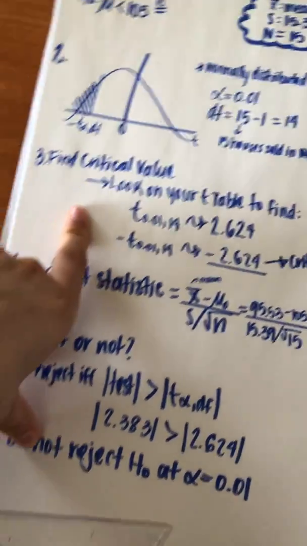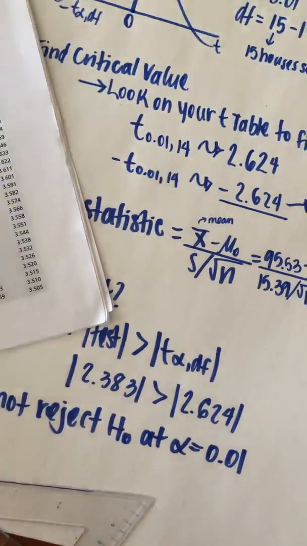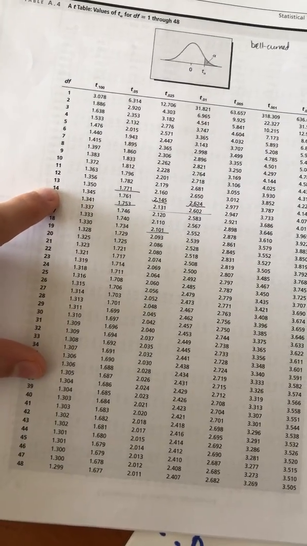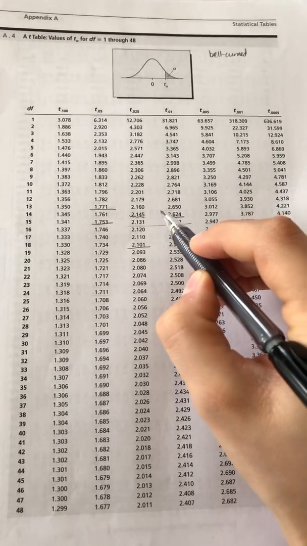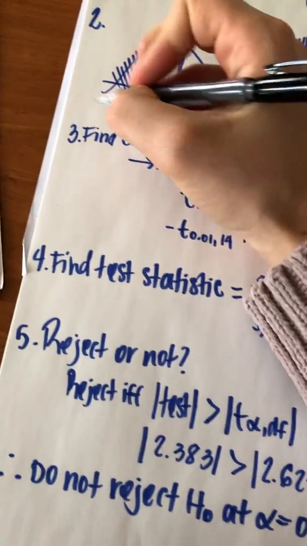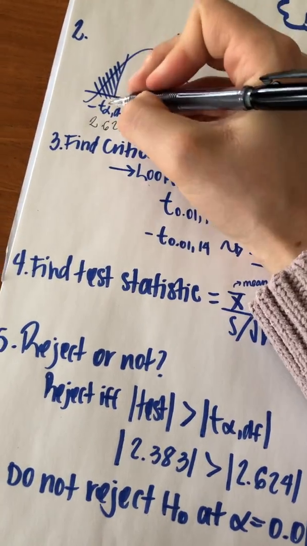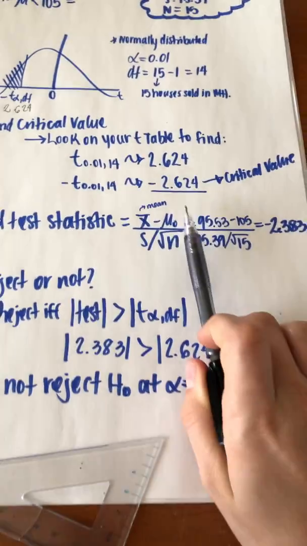So the third step, to find our critical value, we need to take our t table just over here, and we need to check for a level of significance of 0.01, which in this case it's this one, and we need to check for a degree of freedom of 14. So in this case, we have this number over here. Okay, so this is our critical value. So here we find our critical value, and because it is minus, we will have a minus over here.